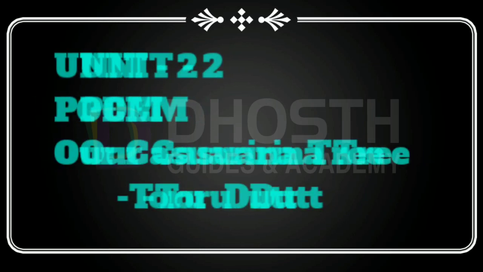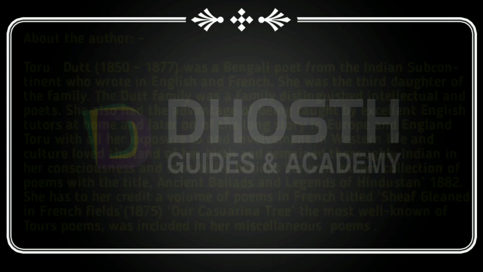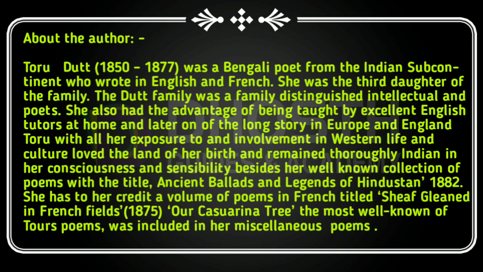Under Unit 2, there's a poem called Our Casuarina Tree by Toru Dutt. About the author, Toru Dutt was born in 1850 and died in 1877. She was a Bengali poet from the Indian subcontinent who wrote in English and French. She was the third daughter of the family. The Dutt family was a family distinguished for intellectuals and poets.